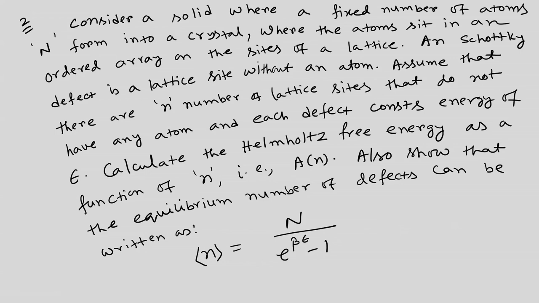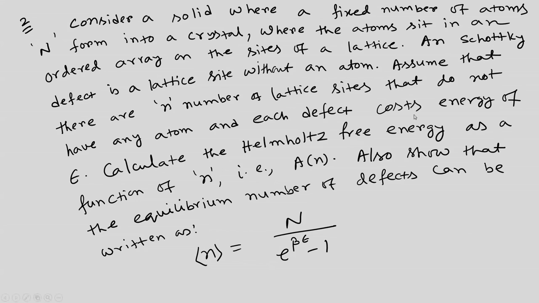Okay, the second problem is: consider a solid where a fixed number of atoms N form into a crystal, where the atoms sit in an ordered array on the sites of a lattice. A Schottky defect is a lattice site without an atom. Assume that there are small n number of lattice sites that do not have any atom, and each defect costs energy of epsilon. Calculate the Helmholtz free energy as a function of small n, that is A(n). Also show the equilibrium number of defects can be written as small n average equals capital N by e to the beta epsilon minus 1.